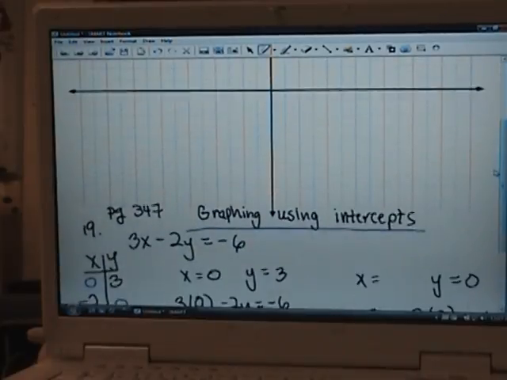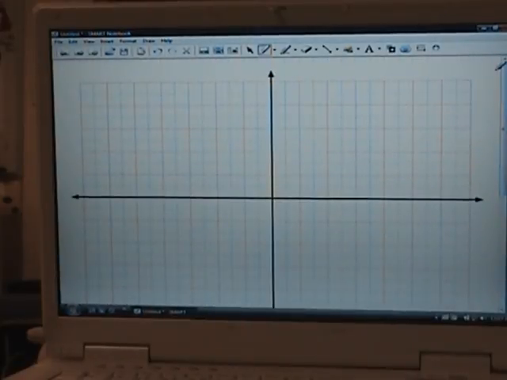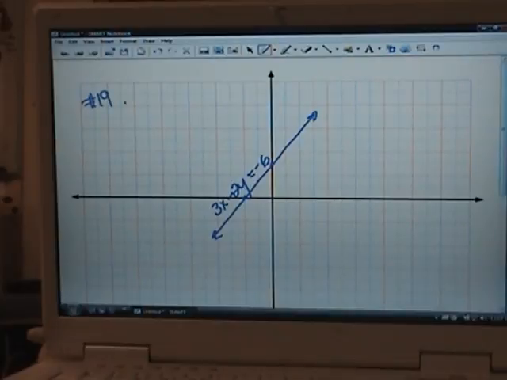Let's graph when x equals 0, y equals 3, and x equals -2, y equals 0. This is 3x minus 2y equals -6. Number 19, page 347.